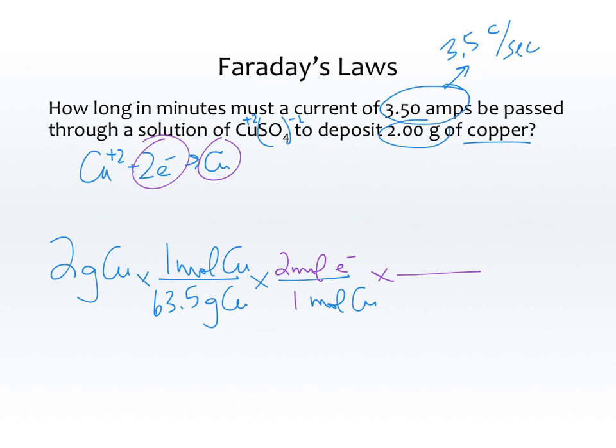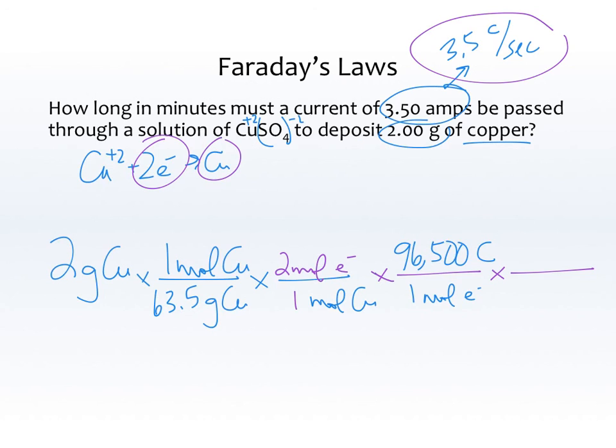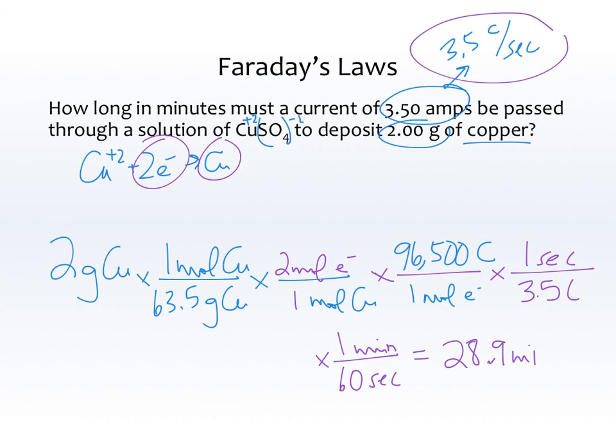Okay, so 1 mole of electrons has a charge of 96,500 coulombs. And we're looking for minutes, time. Well, earlier we said there's 3.5 coulombs per second. So 3.5 coulombs for 1 second. And we're looking for minutes, which means 60 seconds is 1 minute. And typing it in, I end up with 28.9 minutes.